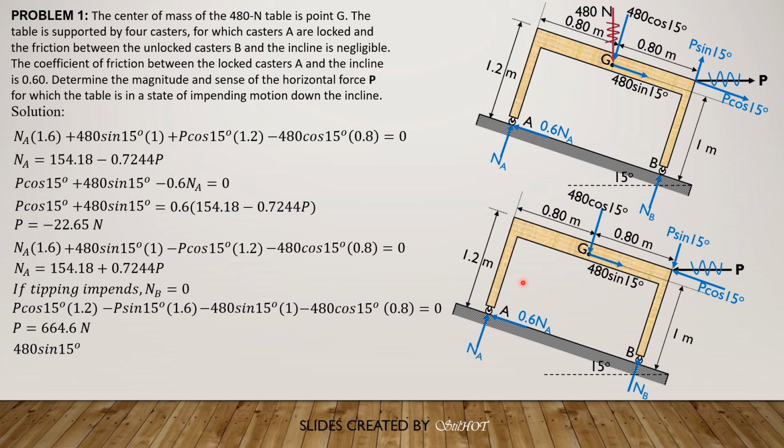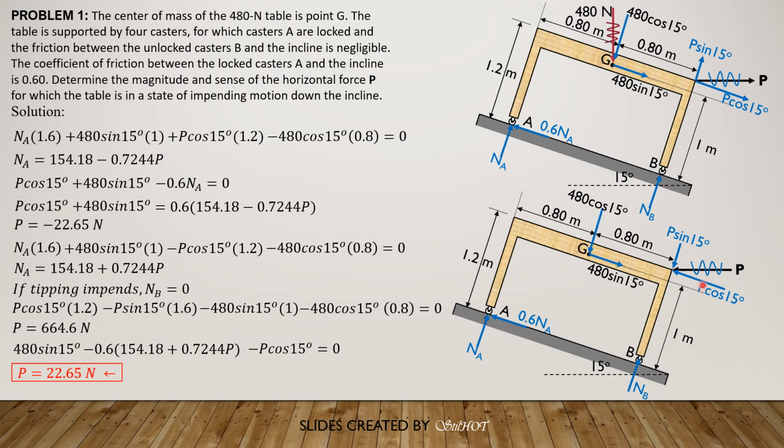So summation forces tangential equals 0 for 480 sine 15 degrees, then minus P cosine 15 degrees, 0.6 of NA or 0.6 of 154.18 plus 0.7244P, then minus P cosine of 15 degrees equals 0. So solving for P in this equation, it is only 22.65. It's the same answer as before, except that it is now leftward. So that's the value of P because it is lesser in value.